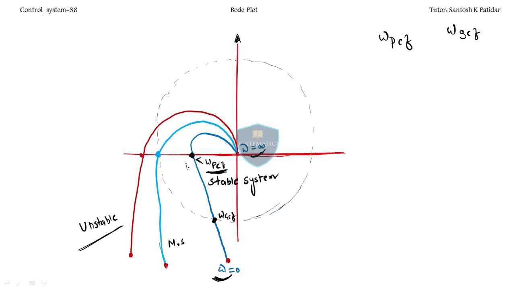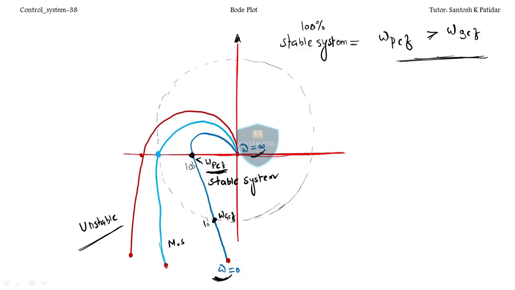Here, if this is 10 to the power 3, it will reduce to 10 to the power 1 and finally it's 0. Omega PCF is always greater than omega GCF. This is the 100% stable system, isn't it? Very important. Sometimes you can get it directly in the examination.